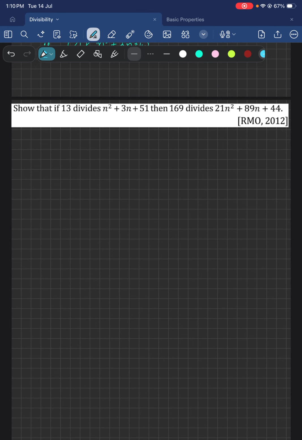Okay guys, so we have got this very beautiful question. It is from India IMO 2012 HSP2, problem number 2. So try to attempt it, see if you can get to the solution.